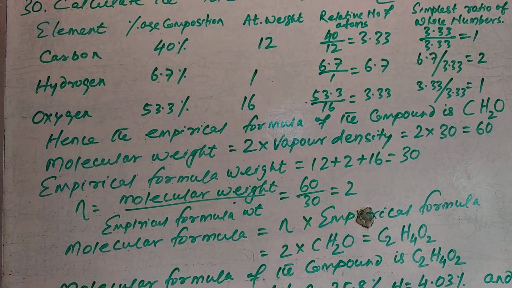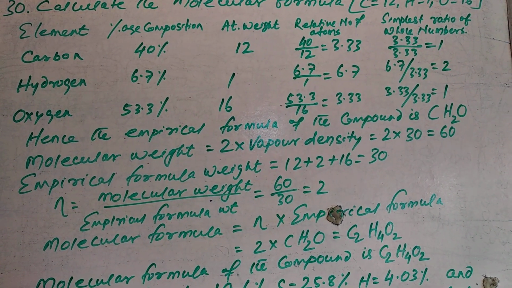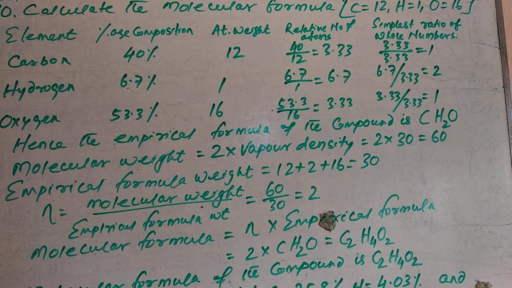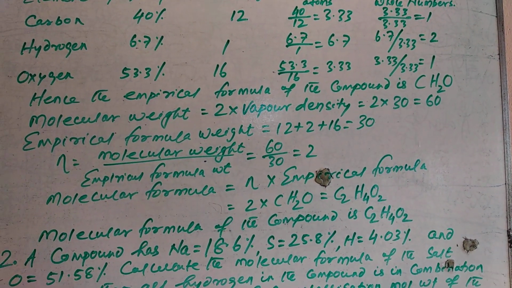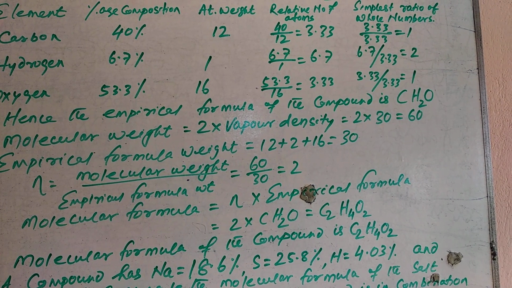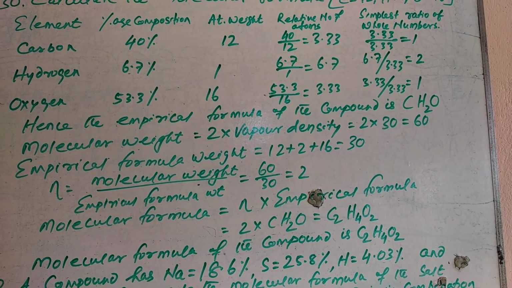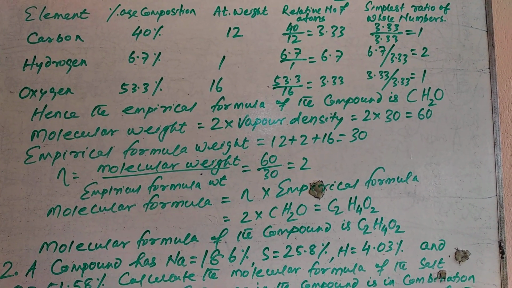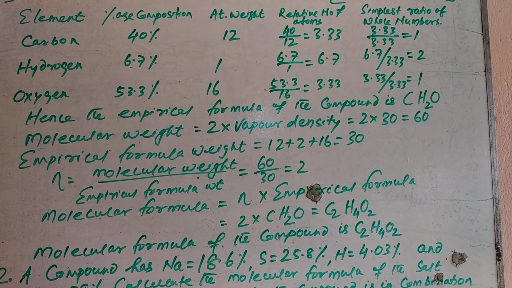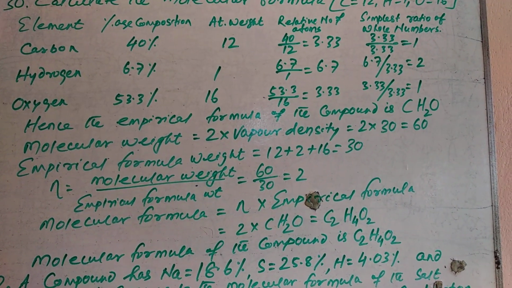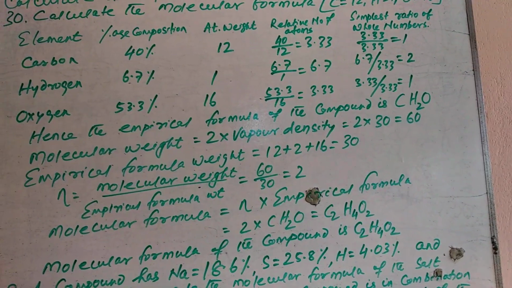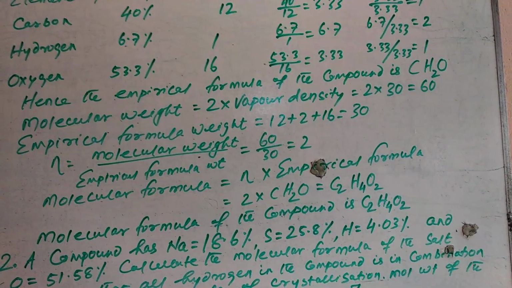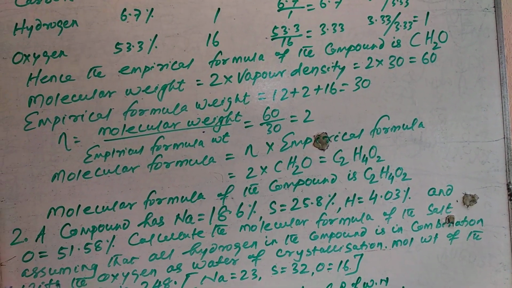Therefore, the empirical formula of the compound is CH2O. Now, the molecular weight is equal to 2 times the vapor density, equal to 2 into 30, that is equal to 60. Now, the empirical formula weight of the compound is 12 plus 2 atoms of hydrogen is 2 plus 1 atom of oxygen, that is 16, is equal to 30.